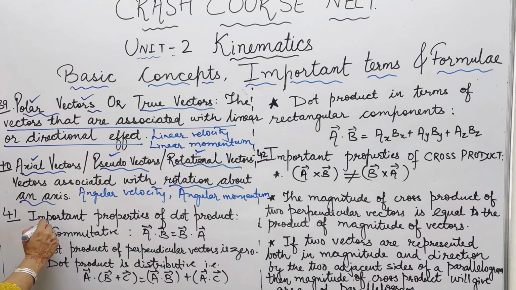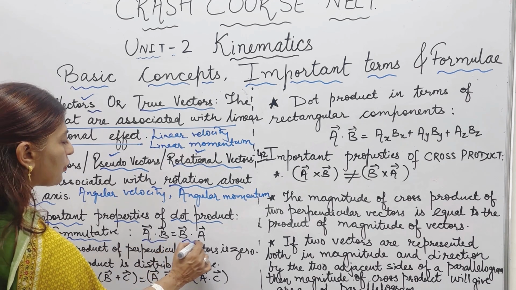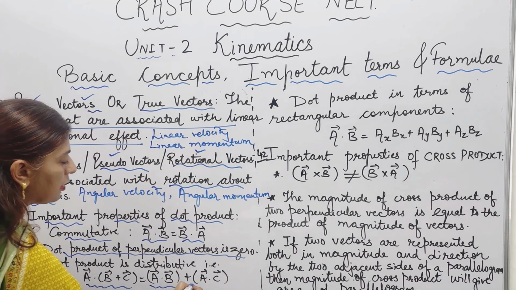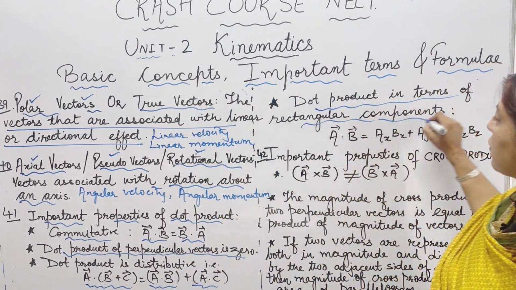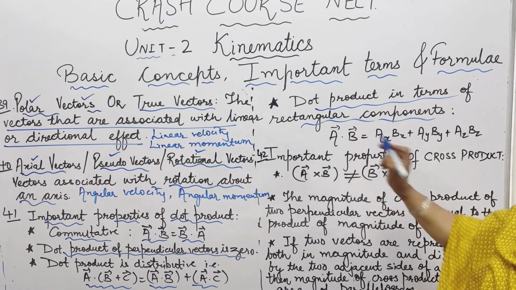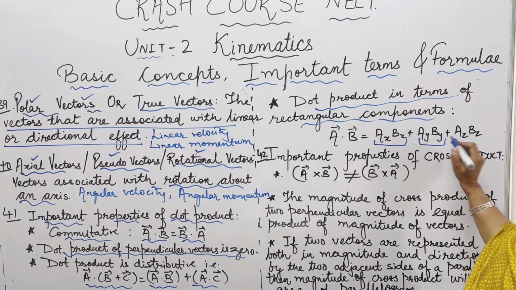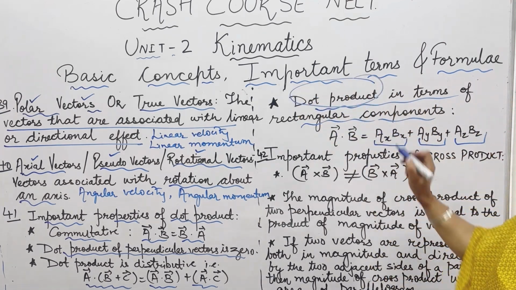The next is about the important properties of the dot product. Dot product is commutative. A dot B is equal to B dot A. Dot product of vectors is 0 if they are perpendicular. Dot product is distributive. A dot (B plus C) can be written as A dot B plus A dot C. For the dot product in terms of rectangular components, suppose A and B are resolved in the rectangular components, then A dot B is ax bx plus ay by plus az bz.